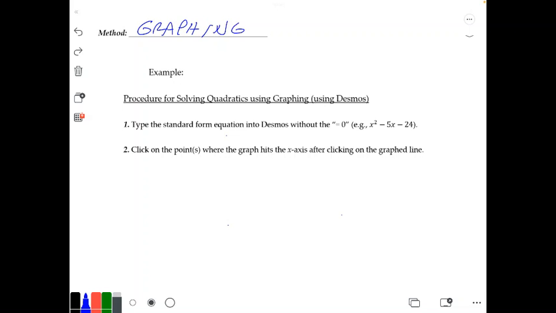All right, so we're going to find the solutions for the equation x squared minus 5x equals 24. Now, the first thing you want to do, just like solving any quadratic equation, is to put the equation into standard form. So I'm going to go ahead and subtract 24 from both sides. So I end up with x squared minus 5x minus 24 equals 0.